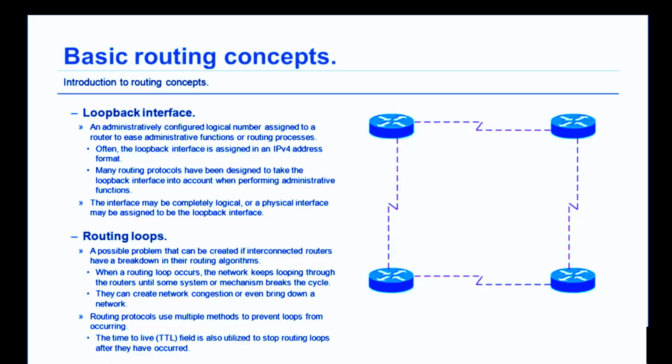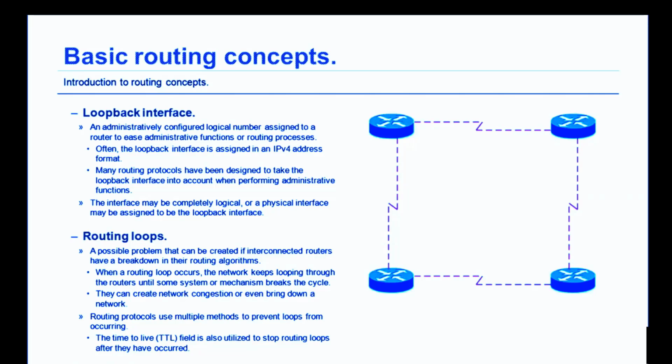Let's move on to routing loops. A routing loop is a possible problem that can be created if interconnected routers have a breakdown in their routing algorithms. When a routing loop occurs, network traffic keeps looping through the routers until some system or mechanism breaks the cycle. Routing loops can create network congestion or even bring down a network.